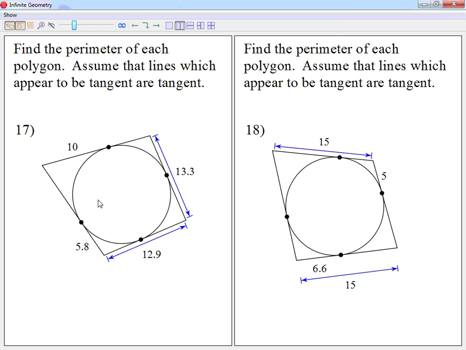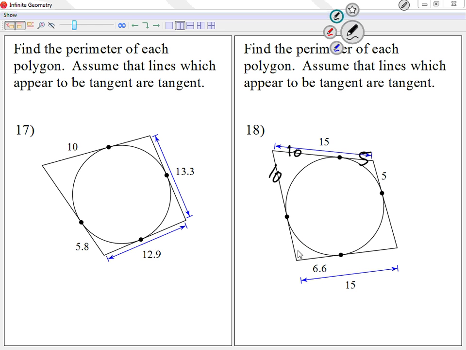All right, so looking at 18, if this side right here is 5, I'm going to say this other side right here is 5 as well. Notice two tangent segments that meet outside. I know the whole thing up here is 15. Part of it is 5, so the remaining is 10. And if this is 10, this other side right here is 10 as well.